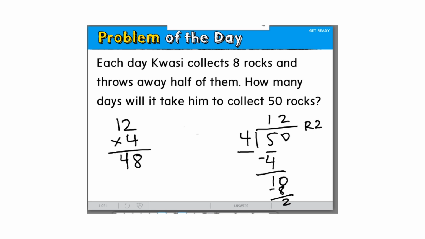48? Not quite enough. So what did you put? He puts 14. That's 56. What about 13? What happened to 13?